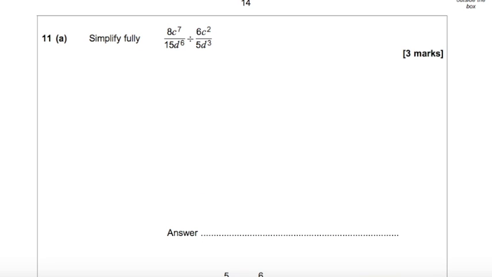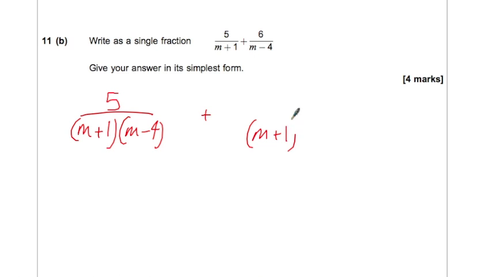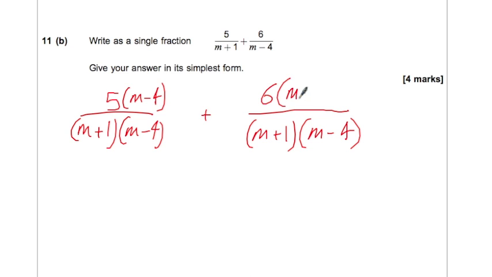Alright. 11b, so we've got to write this as a fraction in its simplest form. So we're going to have to make both the denominators the same, just like we do when we're adding numerical fractions. So let's make them both m plus 1, m minus 4. And then we've just got to make sure we multiply the numerators by whatever we've multiplied the denominators by. So this one's been multiplied by m minus 4. This one's been multiplied by m plus 1.